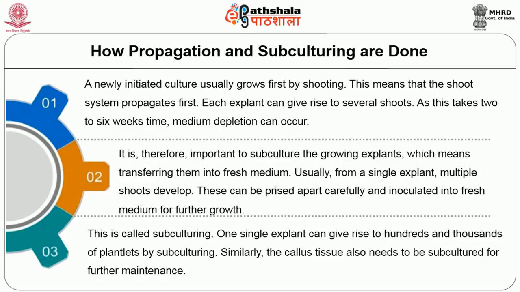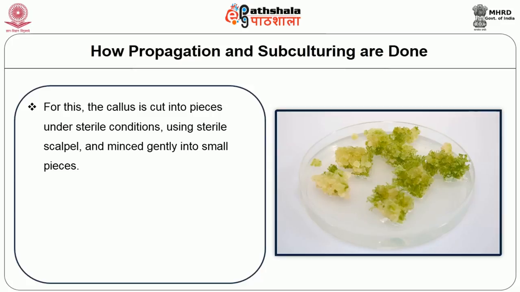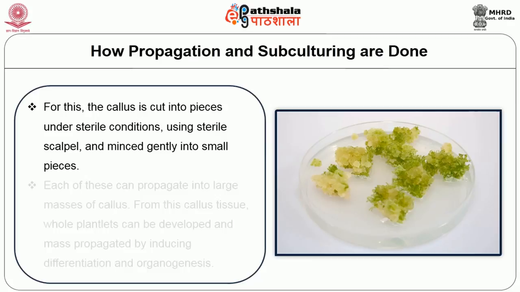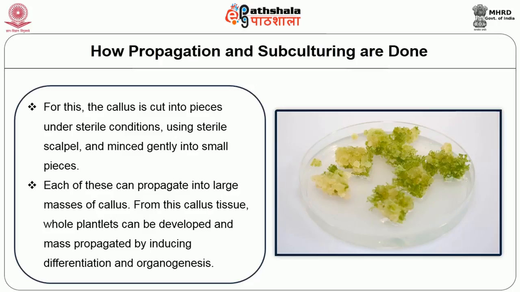Similarly, the callus tissue also needs to be subcultured for further maintenance. For this, the callus is cut into pieces under sterile conditions using sterile scalpel and minced gently into small pieces. Each of these can propagate into large masses of callus. From this callus tissue, whole plantlets can be developed and mass propagated by inducing differentiation and organogenesis.